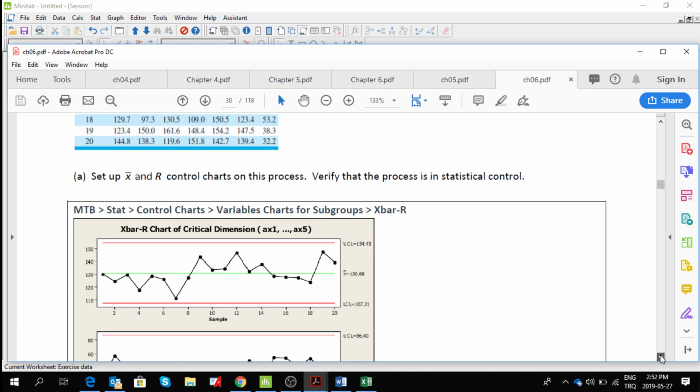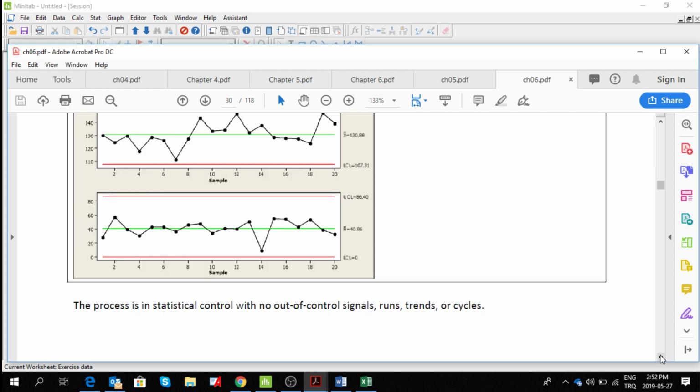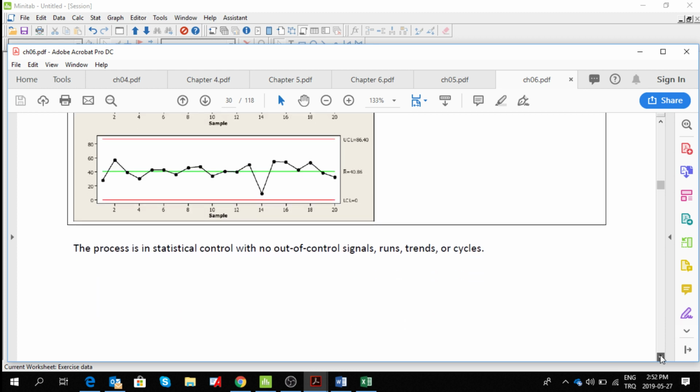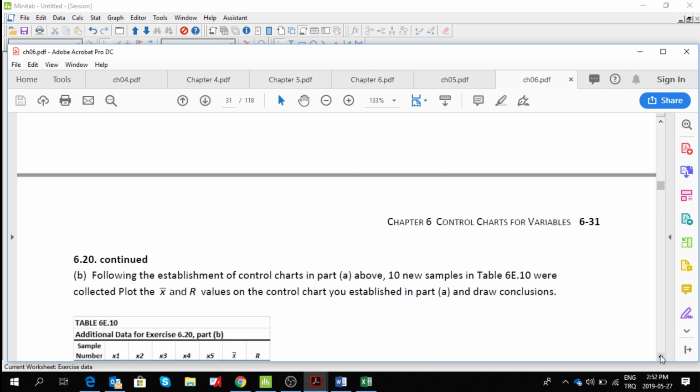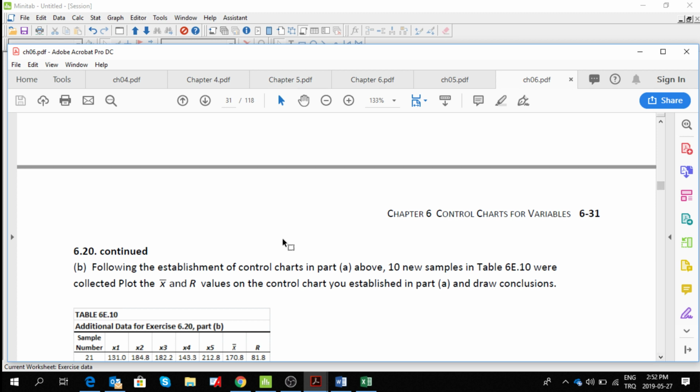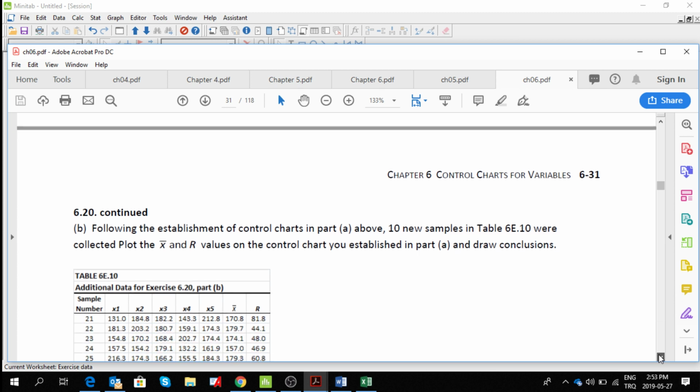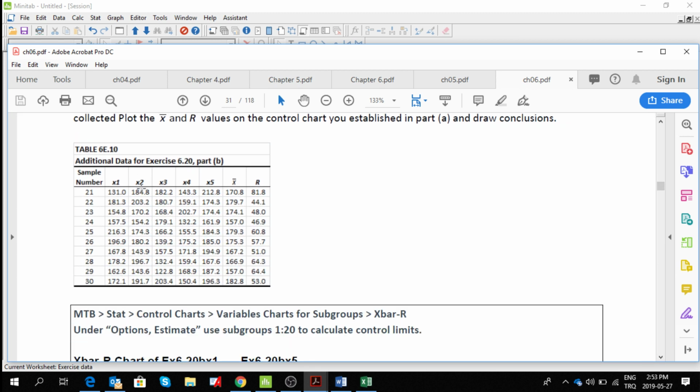So we did that. Okay, it's the same graph. The process is in control with no out of control signals, runs, trends, or cycles. And in the second part, it says following the establishment of control charts in part A, about 10 new samples in the following table were collected. Plot the X bar and R chart, R values on the control chart you established in part A and draw conclusions. Okay, so again, there are 5 observations in each sample.